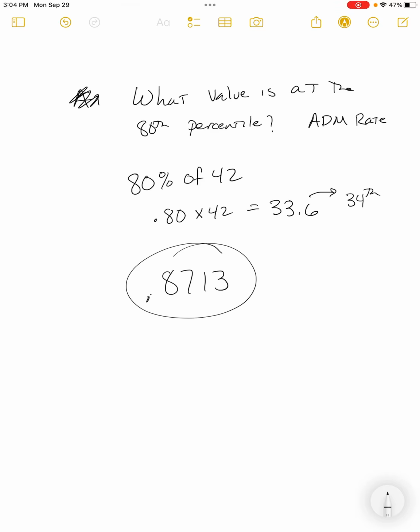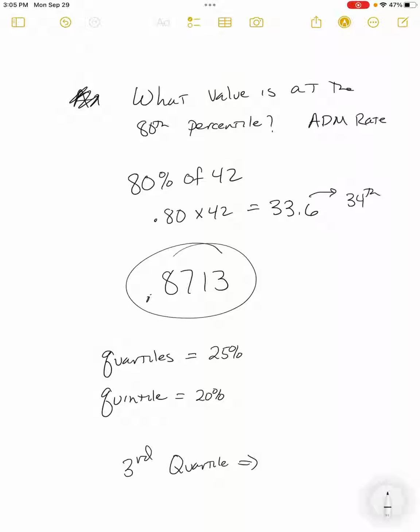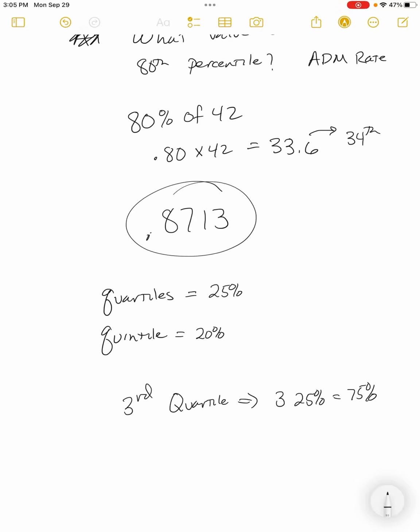The only other thing that they do in here is they talk about quartiles and quintiles. They use percentiles mostly, but they do throw in quartiles and quintiles. Quartiles come from quarters, which is 25%, and quintiles come from one fifth, which is 20%. So if they say the third quartile, they are saying what they want is 3 times 25%, which is 75%. So they're asking you for the 75th percentile just in a funny way.